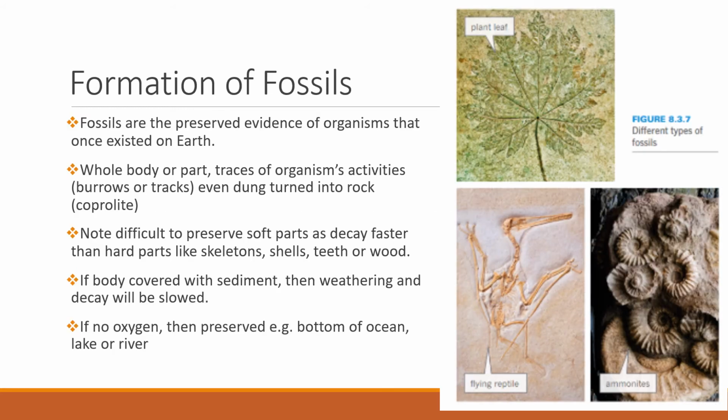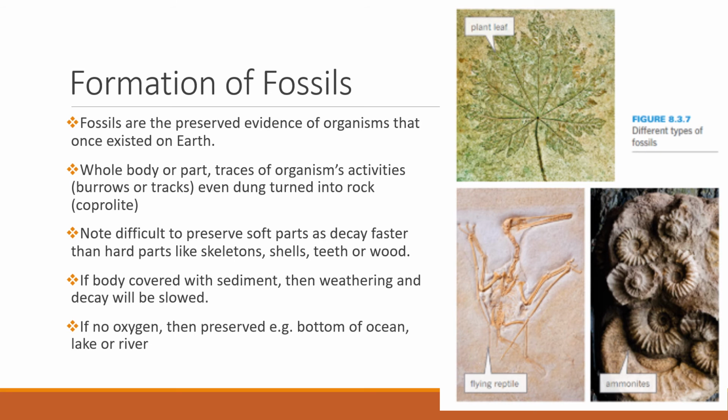Now, the formation of fossils. Fossils are preserved evidence of organisms that once existed on Earth. The whole body or part or traces of an organism's activities, like the burrows or tracks or even dung, can be turned into rock, and it's called coprolite. Note, it's difficult to preserve soft parts as they decay faster, so you won't see many mollusks or soft-tissued animals or invertebrates preserved. It's usually the hard parts like the skeleton, or the shells, or the teeth, or the wood that is preserved.